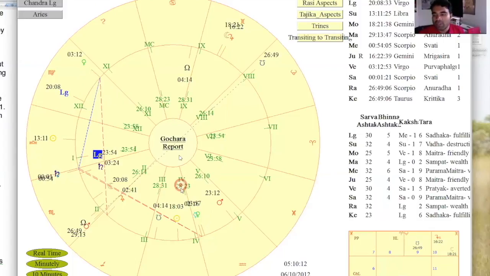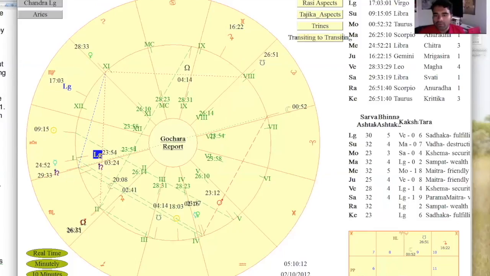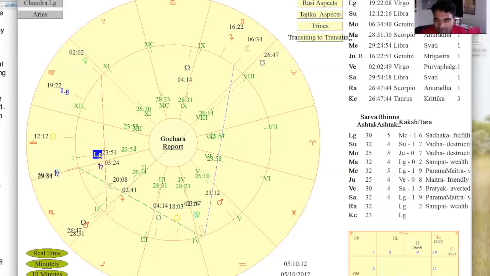You see, for example, if I move forward 2 days, Venus is actually trining Saturn and Mercury in the sky, and Venus is the Lagna lord, so he pulls himself up. And if I go backwards a little bit, you'll see some connections happening to Jupiter because, oh yeah, actually Jupiter is pulled off here. I wanted to show that. I missed it. Sorry.